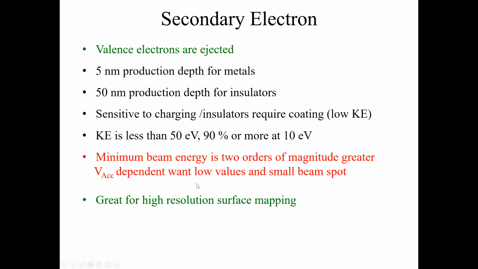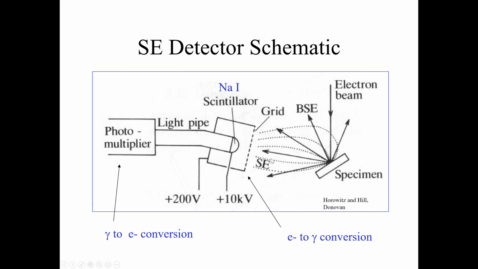What I would take away from the slide is that it's great for high-res surface mapping. And you'll see what I mean when I show you some pictures. The SE detector is based on Einstein's photoelectric effect. The way it works is the electron beam strikes a sample. All these physical properties are happening: backscattering, secondary emission. In a secondary emission, the electrons fly off the sample.